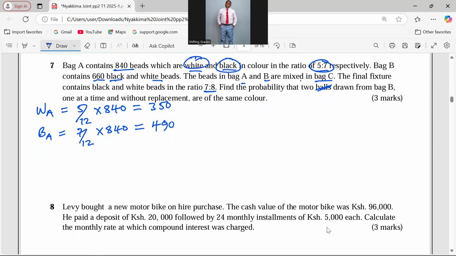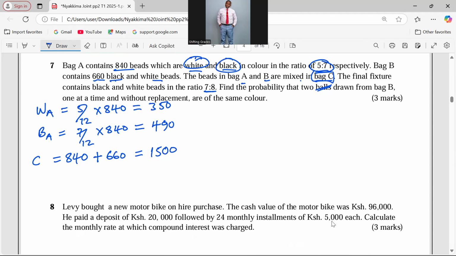Now look at this. We are again mixing all the balls such that they have been put together in bag C. So inside bag C, how many balls are we having? 840, which were in A, 660, which were in B. So we are having a total of 840 plus 660. This is 1500 exactly. We have 1500 balls. Now, these 1500 balls are in a given ratio.